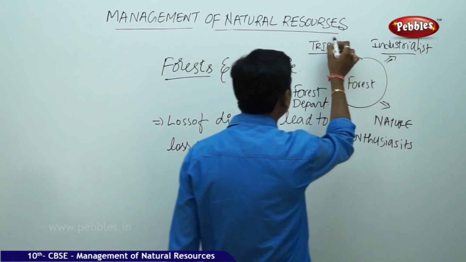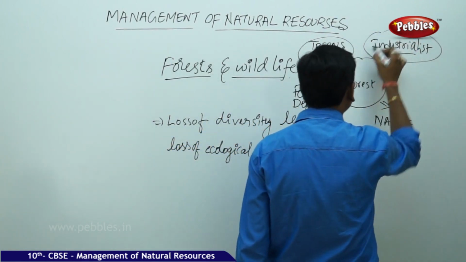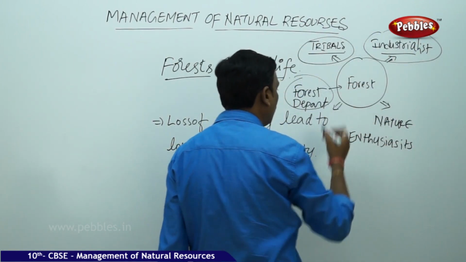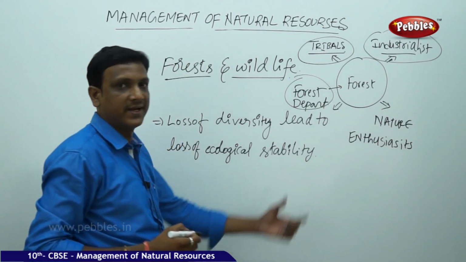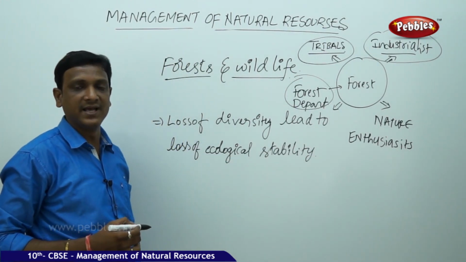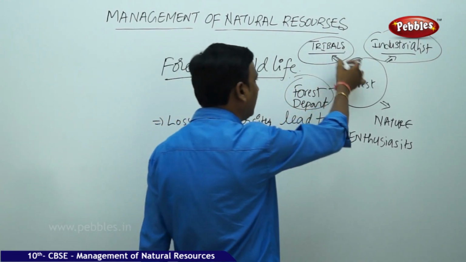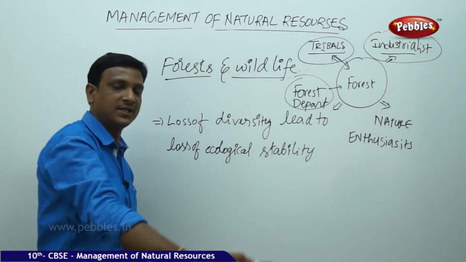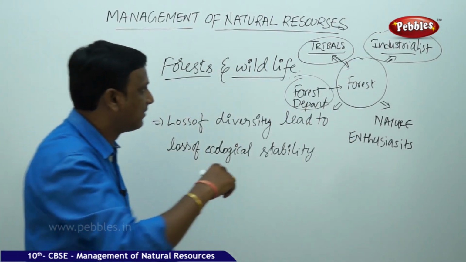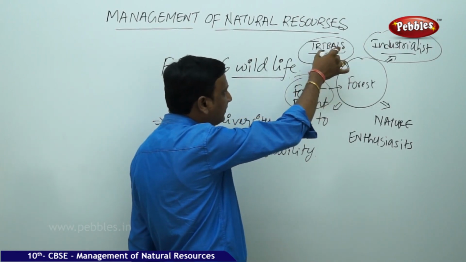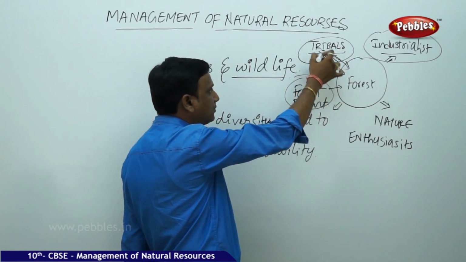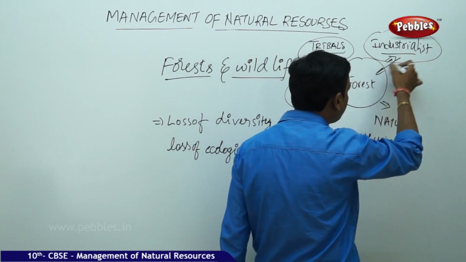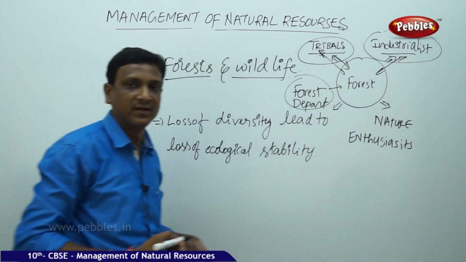So if you see these three groups, they have some benefit. Forest department people, while working for the forest, get a payment as a salary. Tribals, as they are living in the forest, of course help the forest. At the same time, they get benefit from the forest. Their livelihood, everything, is from the forest products. So tribals have benefit, and industrialists get very rich profits.